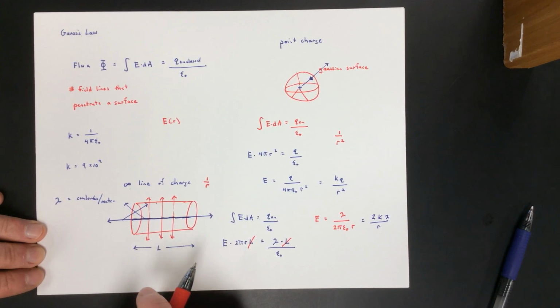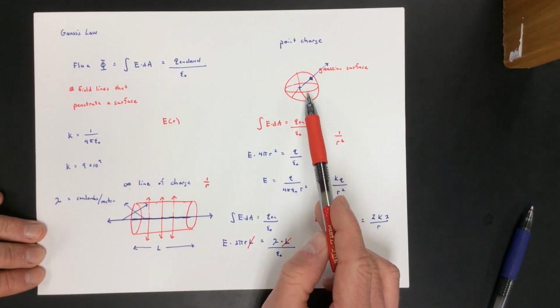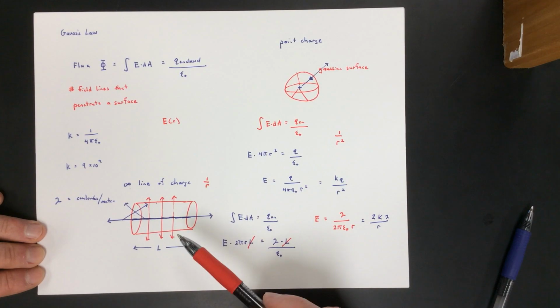And this is what Gauss's law has done for us. It's demonstrated that the electric field due to a point charge and the electric field due to an infinite line of charge are different. And in this case, we've shown that.